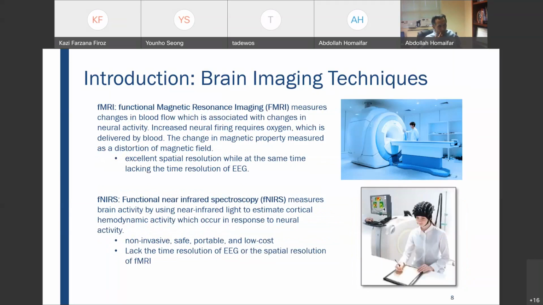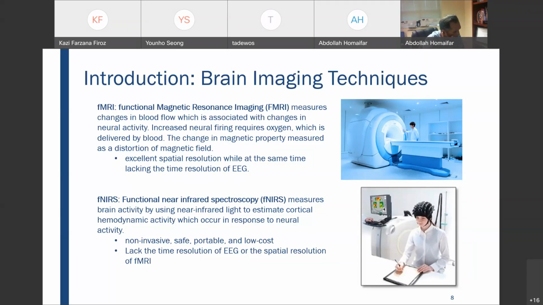Another one is functional magnetic resonance imaging. It is a technique that is widely used for lab purposes and neuroergonomic research. It measures the changes in blood flow, which is associated with changes in neural activity. Increased neural firing requires oxygen, which is delivered by blood. The change in this magnetic property is measured as a distortion of the magnetic field. It has excellent spatial resolution, but it doesn't give the good time resolution of EEG.